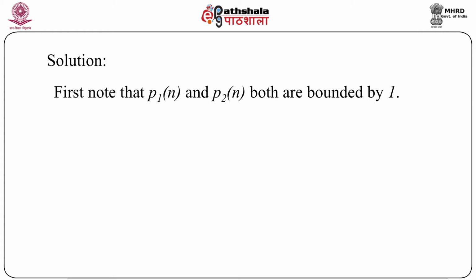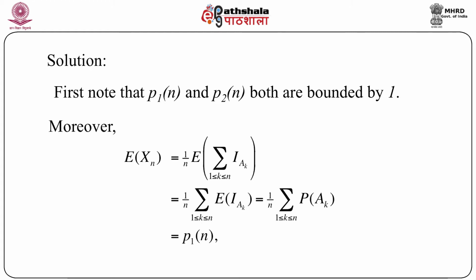First note that this P1n and P2n, the way they are defined, are both bounded by 1. That is immediately clear from the way we have set this P1n and P2n. Then we have expectation of xn, where xn is 1 by n into summation IAK. So expectation of xn equals 1 by n expectation of summation IAK. Now we know that this is a finite sum and there is no problem in bringing the expectation inside the summation notation. So this boils down to 1 by n summation k equals 1 to n expectation of IAK. Now expectation of an indicator function is nothing but the probability of occurrence of the set on which the indicator is defined. That is, expectation of IAK equals probability of AK. And this is the quantity we have defined as P1n. So it is clear that expectation of xn equals P1n.